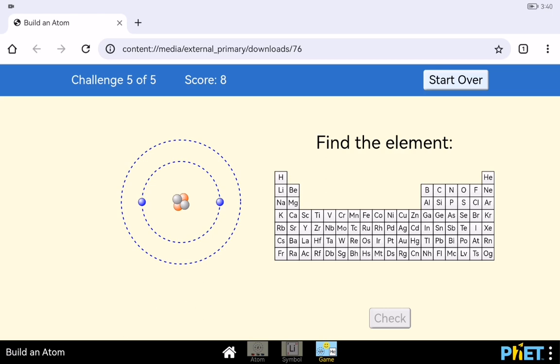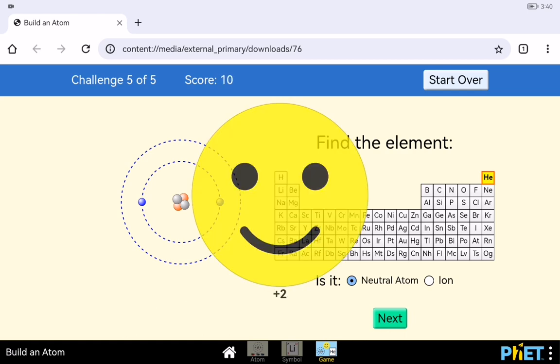Find the element. To find the element again, your job is just to know the red, which is the proton number. We have 2, so the proton number is 2. The element with proton number 2, when you check your periodic table, is helium. Then, is red, which is the proton number, equal to blue, which is the electron number? The answer is yes. P is equal to E. Therefore, this is an atom. You check, and the answer is correct.